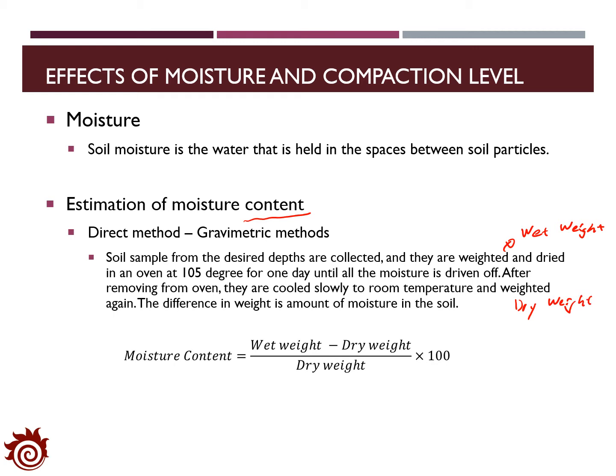The difference in the weights is the amount of the moisture in the soil. So the moisture content is defined as the wet weight minus dry weight over dry weight times 100. It actually represents a percentage.